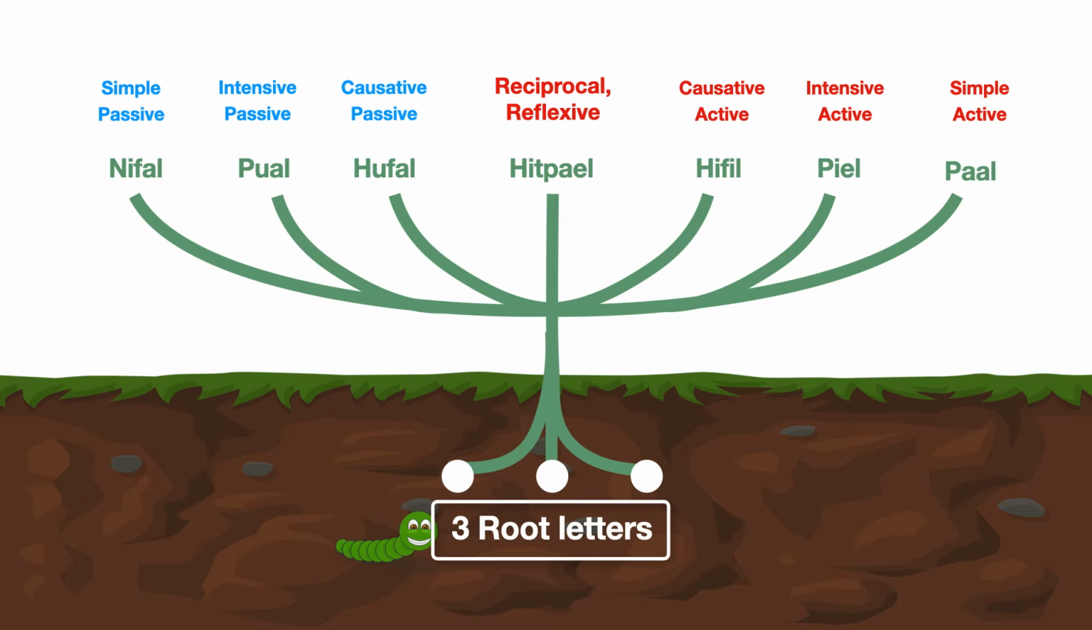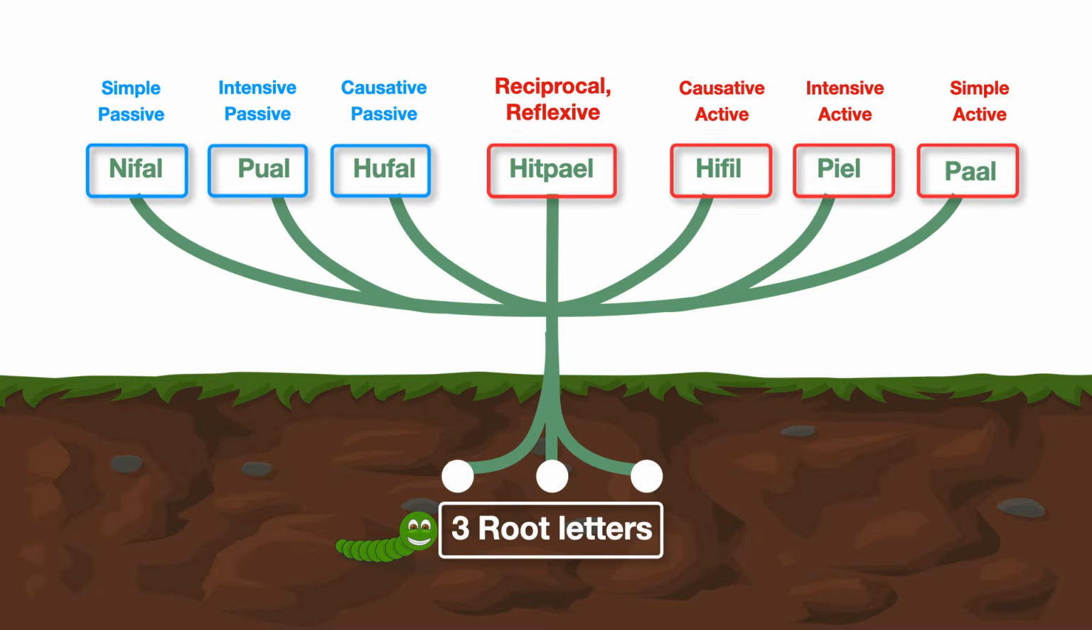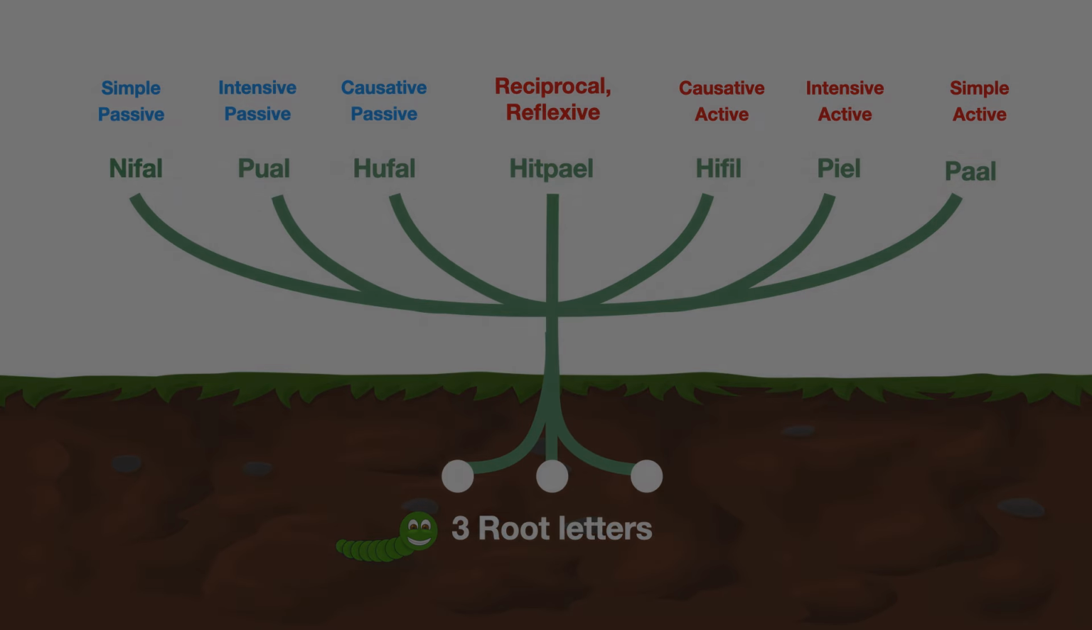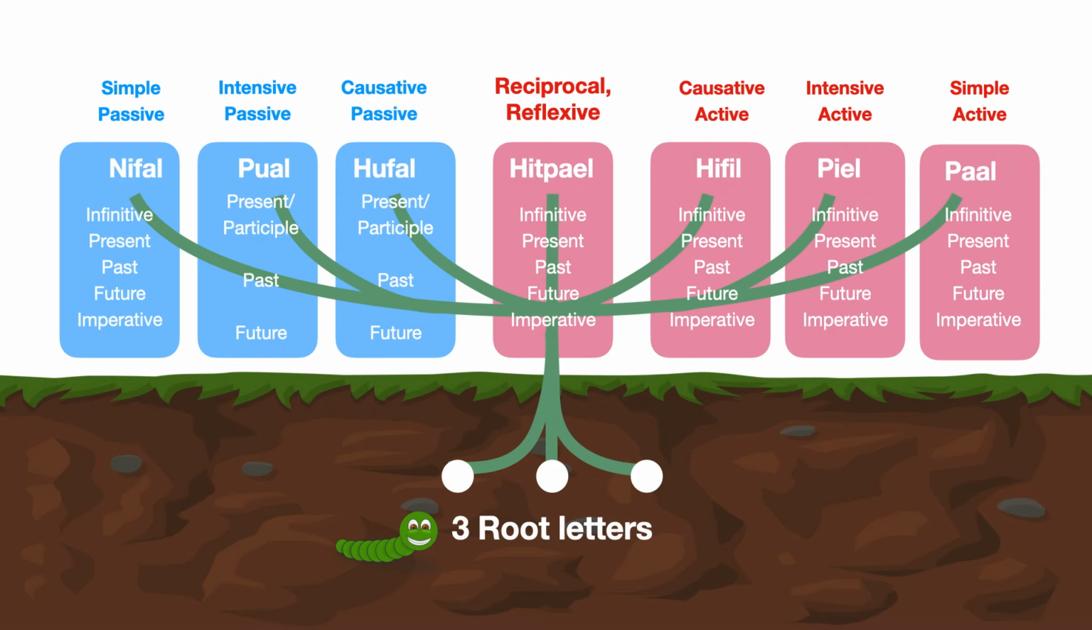Each Hebrew verb is formed from a root of 3 letters. The root letters are used to form different kinds of verb types. These verb types are called stems. That's because out of each type stems a unique set of patterns for expressing the infinitive, present tense, past tense, future tense, and imperative form of verbs that belong to a stem.